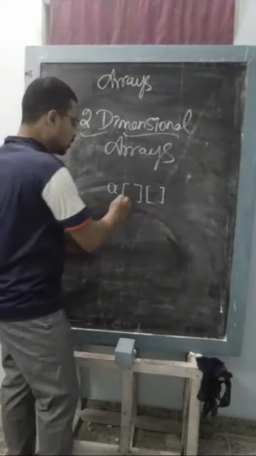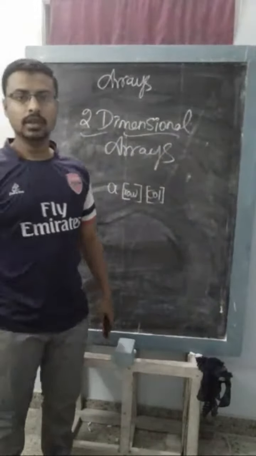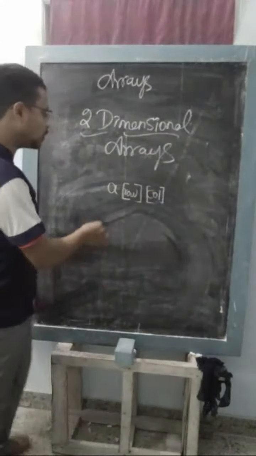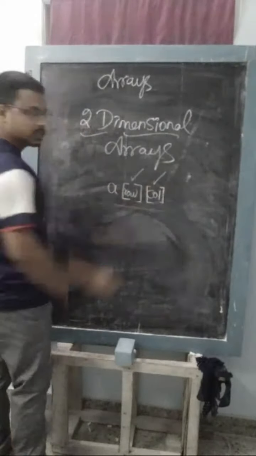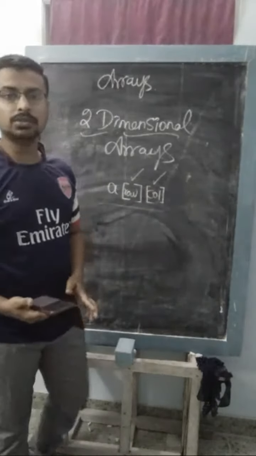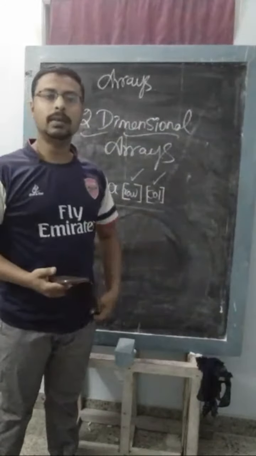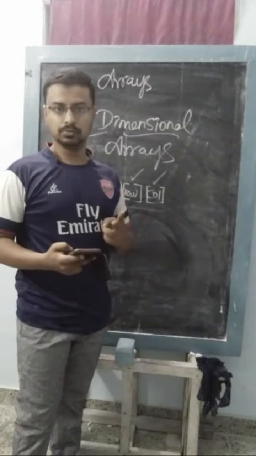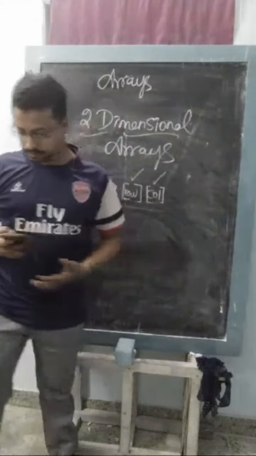It consists of a row size and then a column size. A single-dimensional array consists of only one size, but a two-dimensional array consists of a row size and a column size. You got that? In a single-dimensional array we use only one loop, but in a two-dimensional array you have to use two for loops: an outer for loop and an inner for loop.